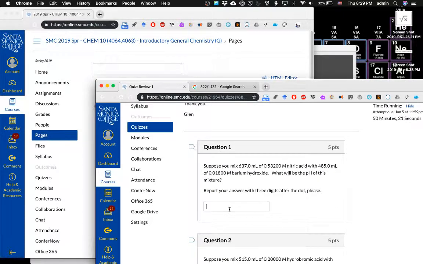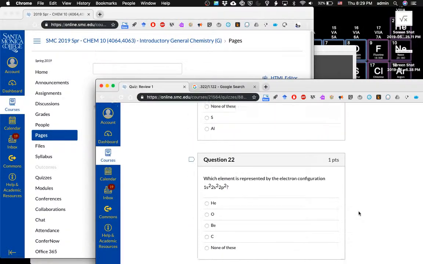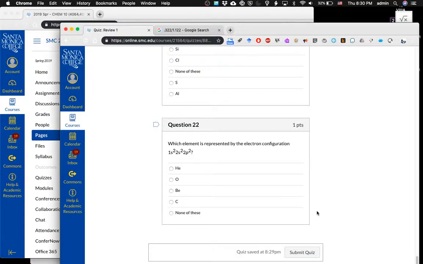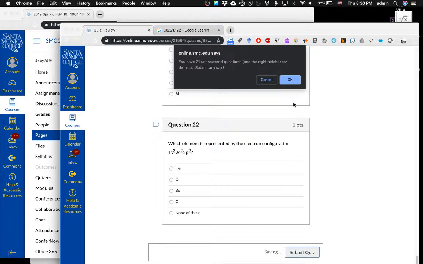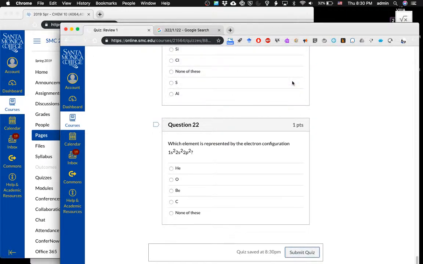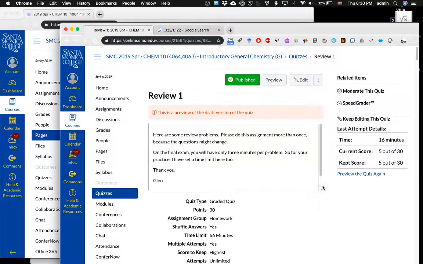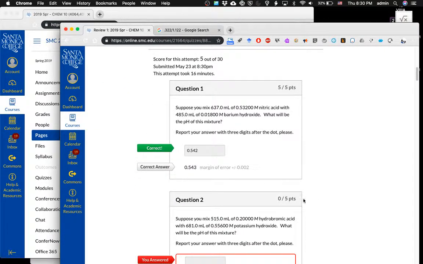So I put 0.542 there, and I've got unlimited attempts on this homework. So I just see if that answer jives with what Canvas thinks it's supposed to be. You're allowed an error margin of 0.002. Great! So this answer is within the margin of error. That's how you do that one. I'll make a separate video for number two, because number two is different.